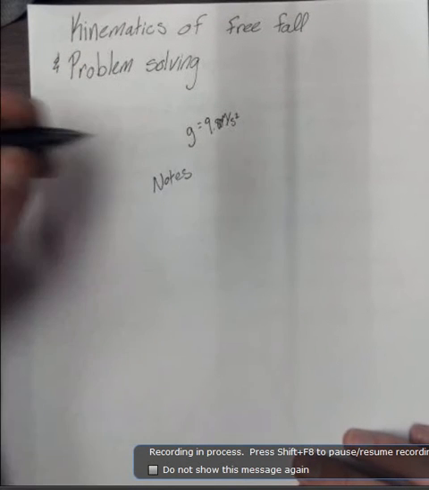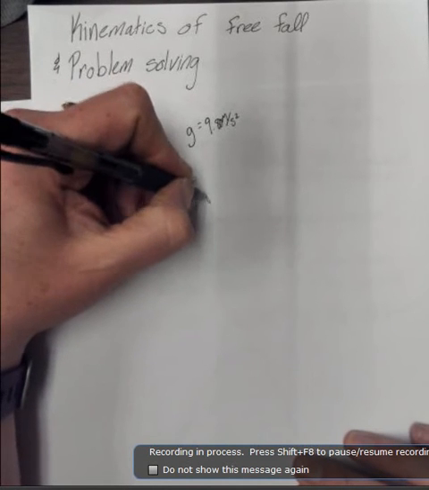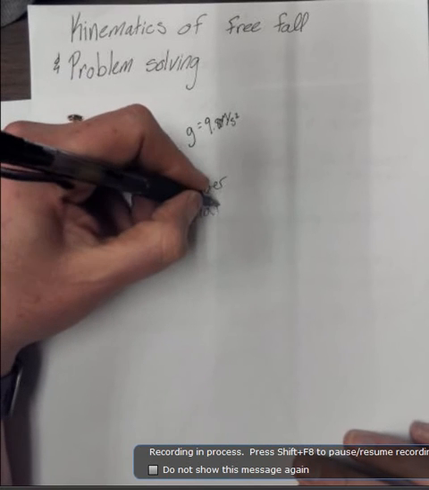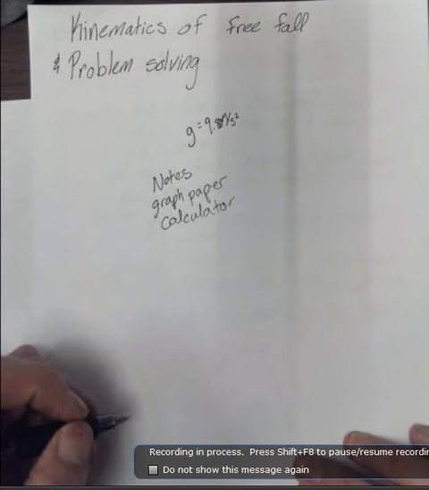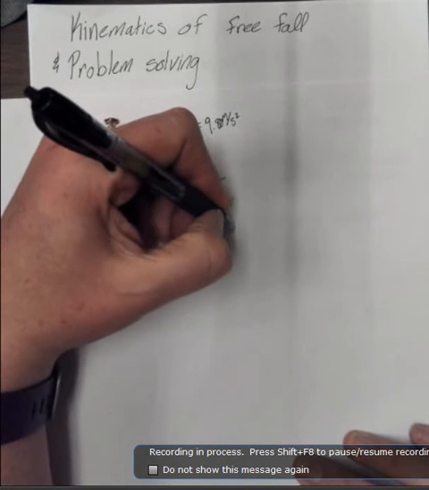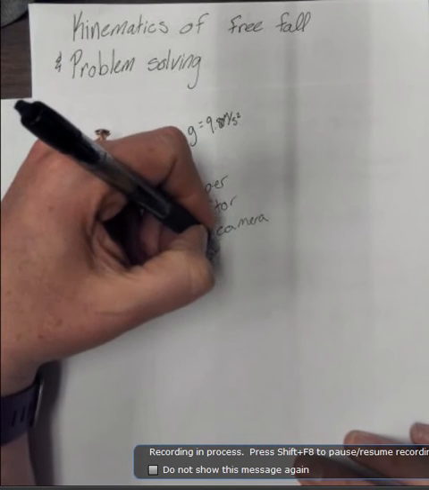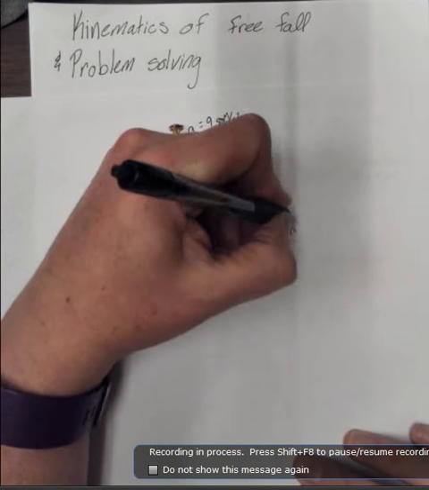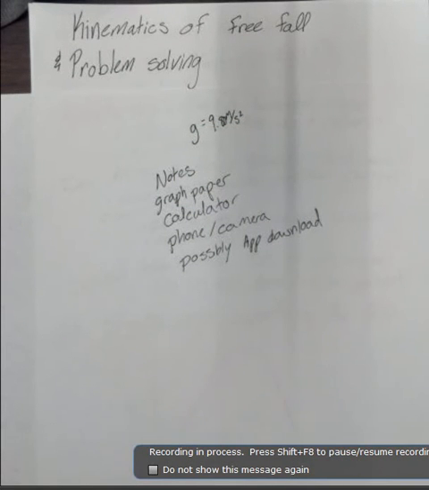So in order to follow along on this activity, you're going to need to take some notes. You're going to need some graph paper. I recommend that you have a calculator handy. And I'm also going to highly recommend that you have your phone, camera, and possibly an app download. And we're going to talk about that. So make sure that you have those materials.